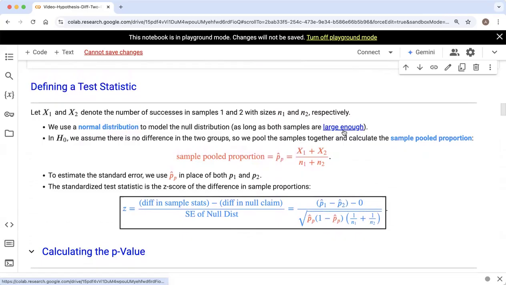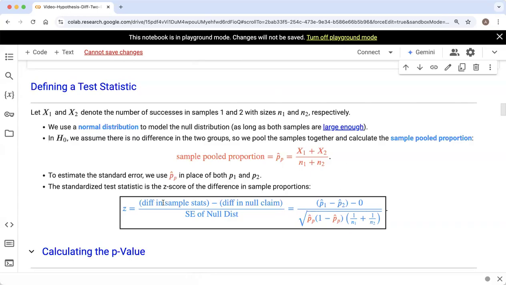And so at the end of this notebook, there's a little summary about how large samples need to be when we're doing different hypothesis tests, when we're using the central limit theorem for different statistics. So if we assume that our samples are large enough, then we're going to use a normal distribution. So we're going to calculate the z-score for our observed test statistic.